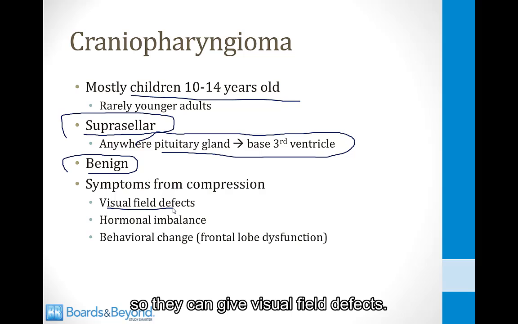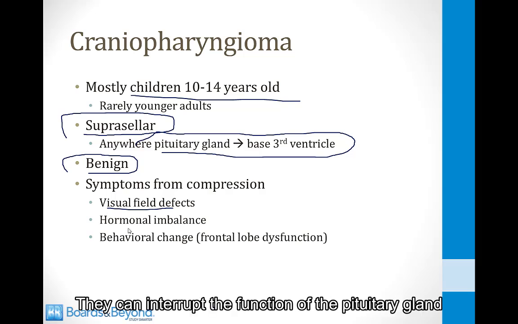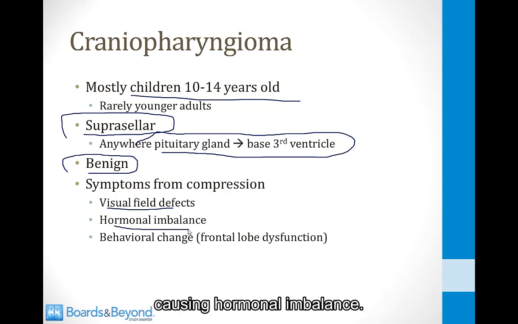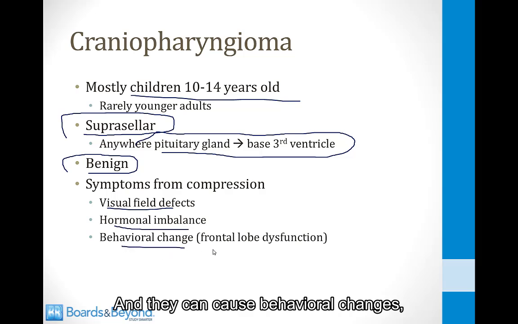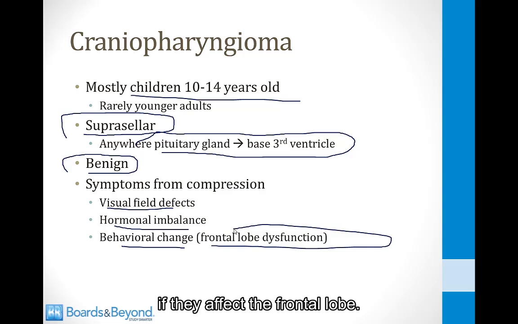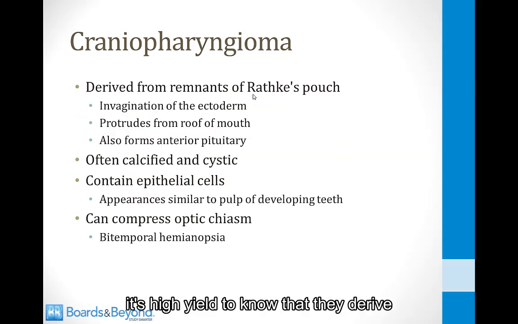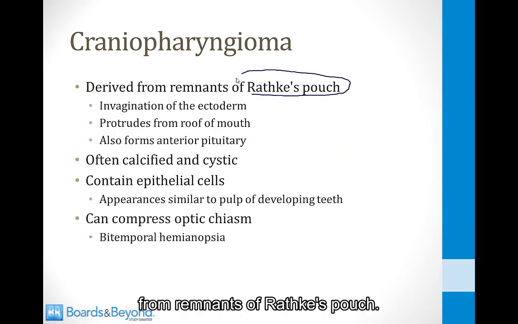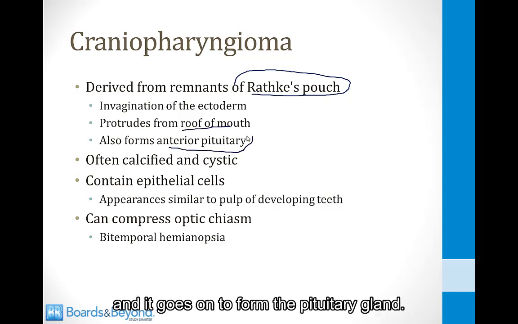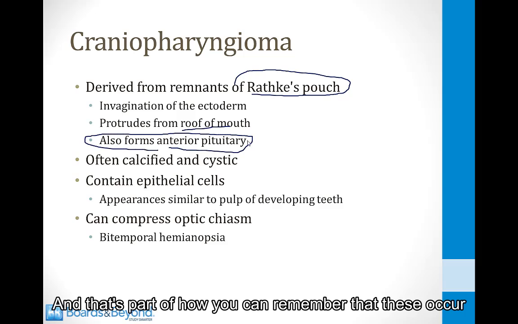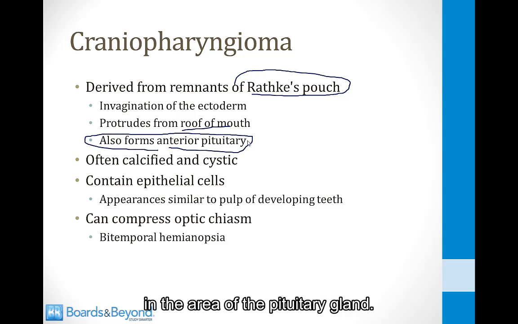So they can give visual field defects, they can interrupt the function of the pituitary gland, causing hormonal imbalance, and they can cause behavioral changes if they affect the frontal lobe. It's high yield to know that they derive from remnants of Rathke's pouch. So what is Rathke's pouch? It's an invagination of the ectoderm that occurs in the developing embryo, and it protrudes from the roof of the mouth, and it goes on to form the pituitary gland. And that's part of how you can remember that these occur in the area of the pituitary gland.